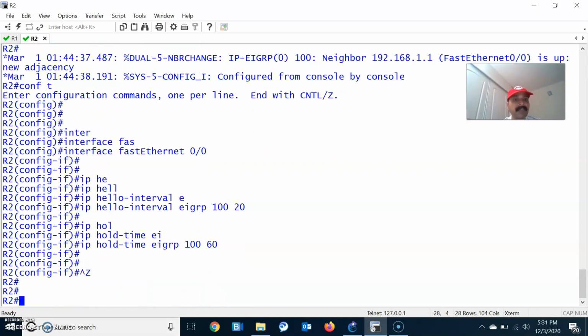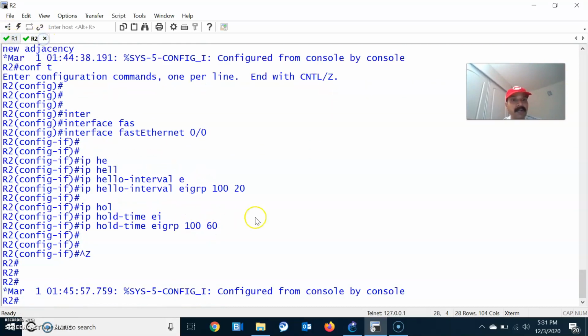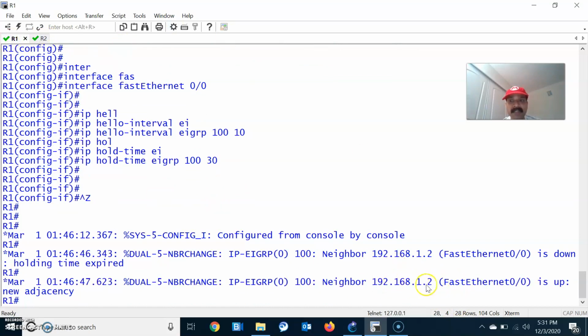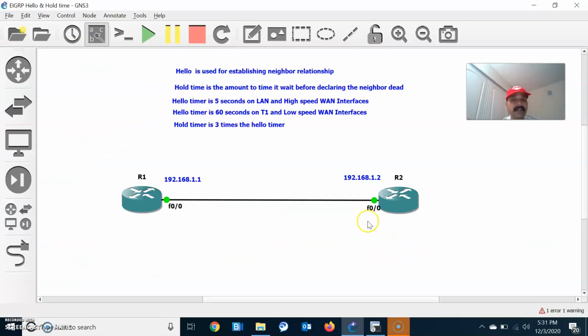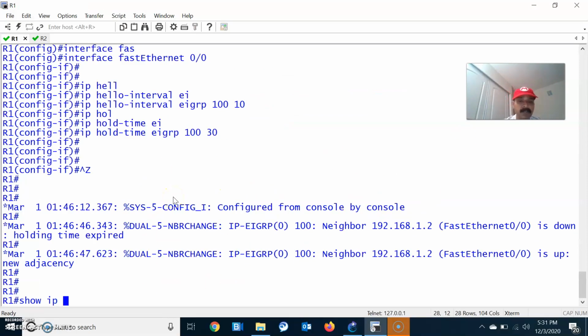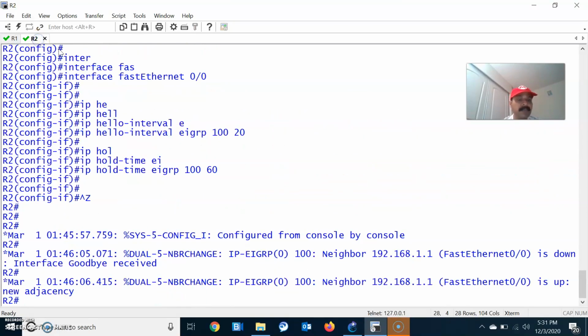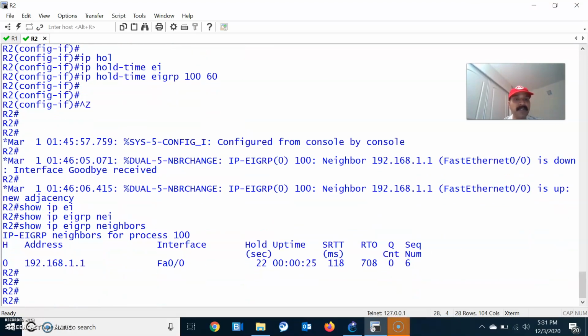So I configured the different hello interval on R1 and R2. So R1 I configured 10 and 30. So R2 the hello interval is 20 and the hold on time is 60, right? So still the neighbor relationship will be established. You are able to see the neighbor is up. Similarly, go to R1 and check the neighbor is coming up. So that means even though the hello and hold interval are different on R1 and R2, still it forms a neighbor relationship between R1 and R2. Show IP EIGRP neighbor. So you're able to see the neighbor relationship up. Similarly, go to R2, show IP EIGRP neighbor. So still it is showing up, right?